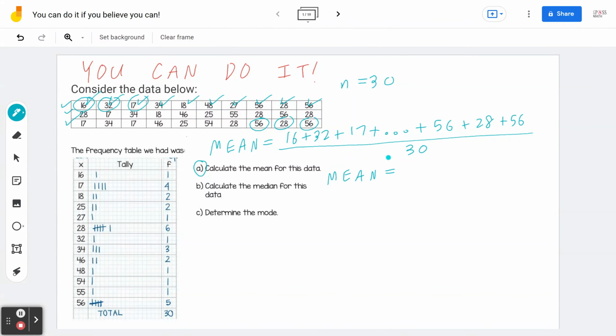Now, of course, you can do it this way, and I will with my calculator. I also want to show you that there's a faster method as well with the frequency table. So let me grab my calculator right now and do this first. So again, I hope you have your calculator with you.